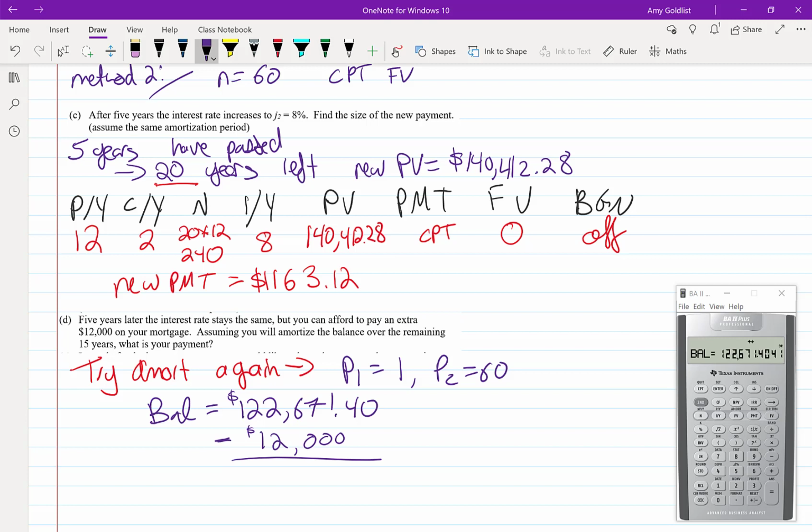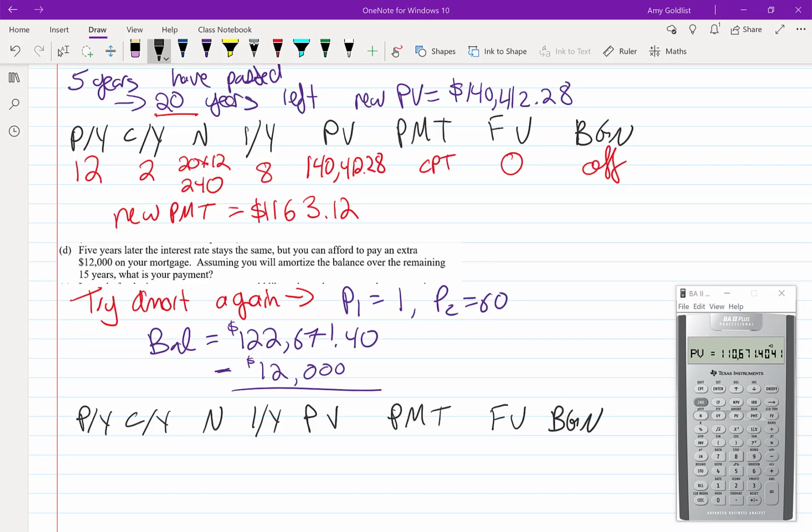So if we can afford to pay an extra $12,000, now it's only $110,000. I'm going to go ahead and make that the present value. So now I'm looking at a 15-year mortgage that starts at $110,000. Our payment is what we're going to be computing, but again, we're going to pay it off, and it's always an ordinary annuity. I'm making monthly payments, it's compounded semi-annually, and our interest rate stays at 8. That many months, 15 times 12, is going to be 180 months.